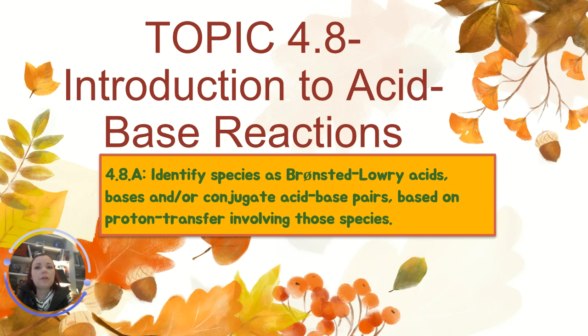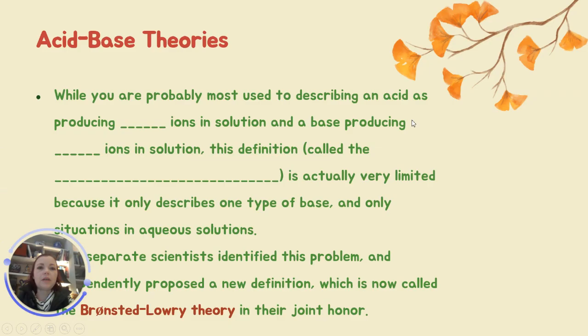So the learning objective here is 4.8.a, identify species as Bronsted-Lowry acids, bases, and/or conjugate acid-base pairs based on proton transfer involving those species. We had an introduction to acid-base reactions in topic 4.7, but we're going to get into more specifics here.